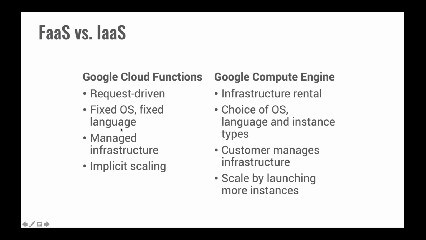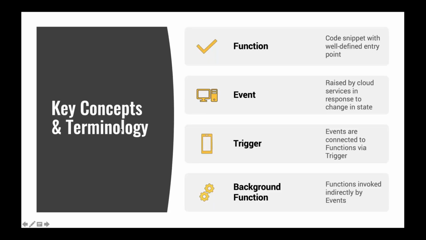So in terms of terminology, there are only four things that you need to understand when it comes to GCF. The first thing is a function. A function is nothing but a code snippet with a well-defined entry point and also an exit point. It's very important for you to write a function that does one thing and only one thing at a time, with a very well-defined entry point and a graceful exit.